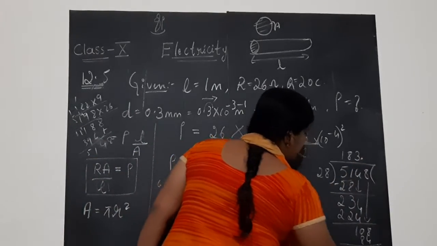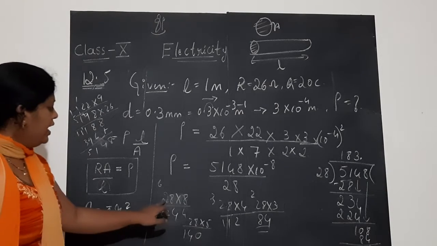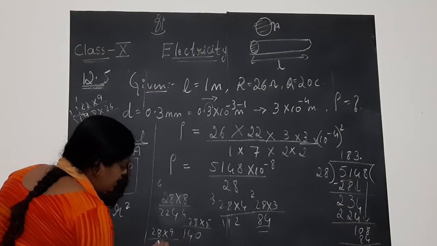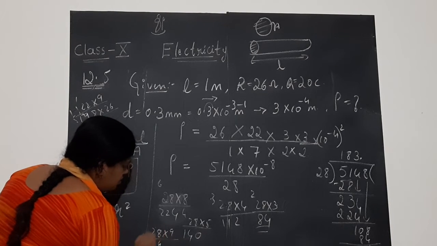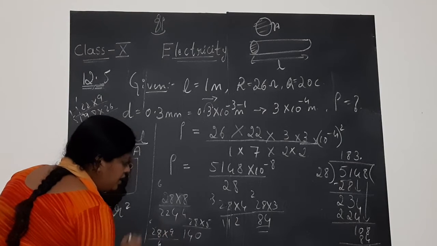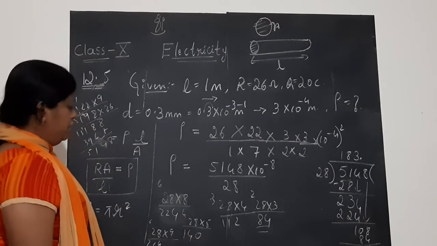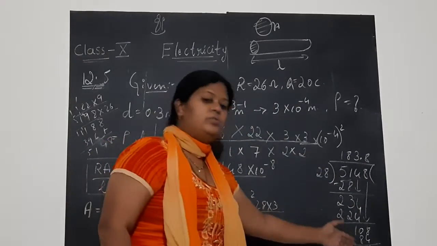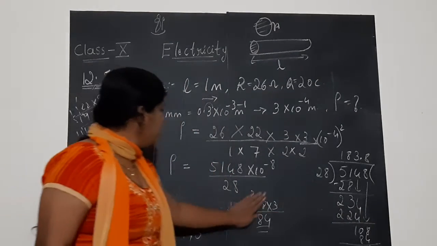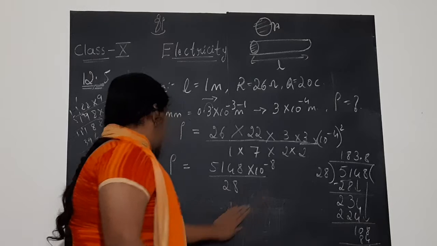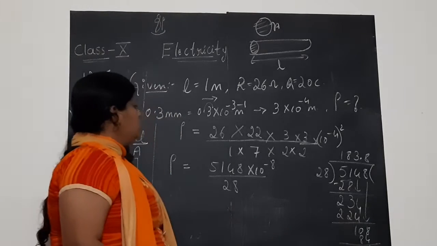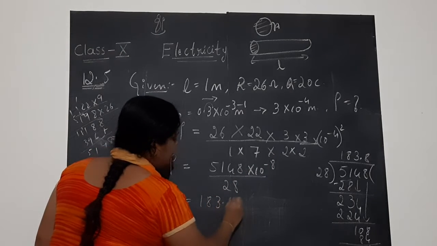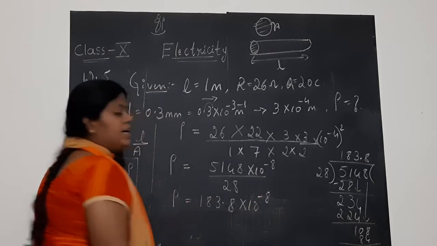Keep one decimal point. Take 0. 240 I want. 8s are only 224 I got. So 28 into 9 if you do, 9 8s are 64. 9 2s are 18, 9 20, 21, 24. 244 I got. So obviously I go with 8. 183.8. After substituting, what simplification I want, I am least bothered about that. I am only bothered about the answer I got there. So what we shall do now is, I got rho is equal to 183.8 into 10 to the power minus 8.